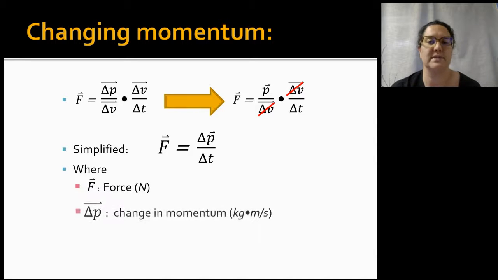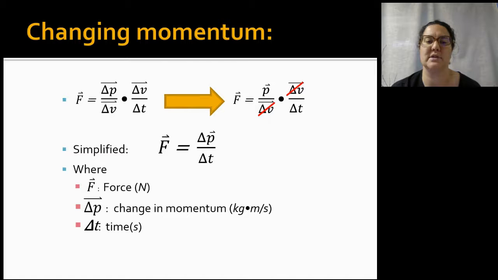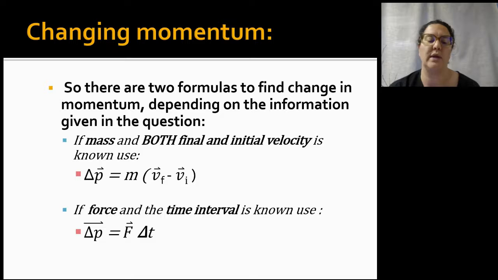So we have two formulas to find the change in momentum, and it depends on the information given in the question. If we have mass, and final and initial velocity, we can use change in momentum equals mass multiplied by final velocity minus initial velocity. If the force and the time interval are known, we can use change in momentum is equal to force multiplied by time.